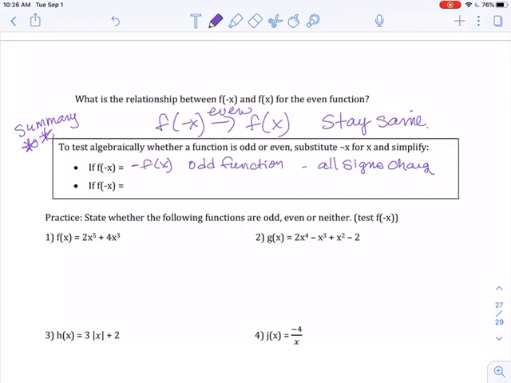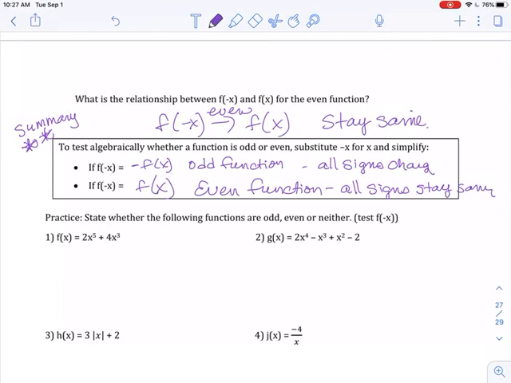Basically, all the signs change. If I substitute in negative x and it results in the same function, that's going to be an even function. So all the signs stay the same. If it's a little bit of both, then it's neither even nor odd.